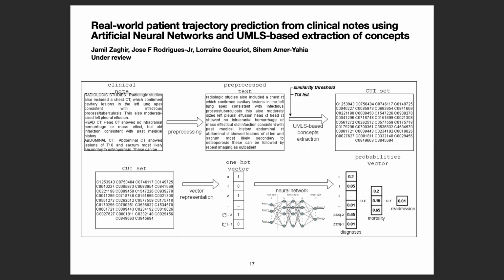So we've conducted this study with a master's student, and we submitted a paper that is under review at the moment. And in this paper, we investigated the transformation of the text into a bag of concepts. So we've tested several threshold methods, several filtering methods to build the bag of concepts. And then we transform these bags of concepts into vectors that would then be given to a neural network that would predict either the diagnosis, the mortality, or the readmission.